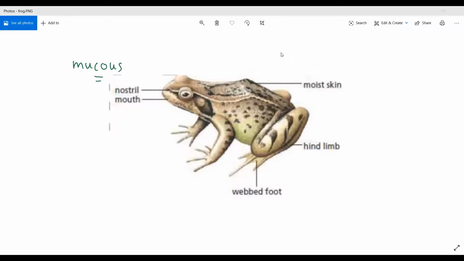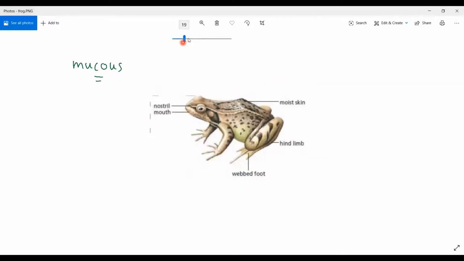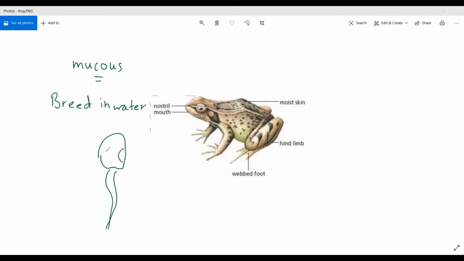But there is another important thing about the frog. I just mentioned that the frogs lay eggs in water, or in other words, they breed in water. Breeding means that they are reproducing. Here they lay eggs in water, and then the tadpoles are going to hatch. The tadpoles look like this. They have a head and a tail. And inside there are gills, because they are found in water, so they breathe by gills.